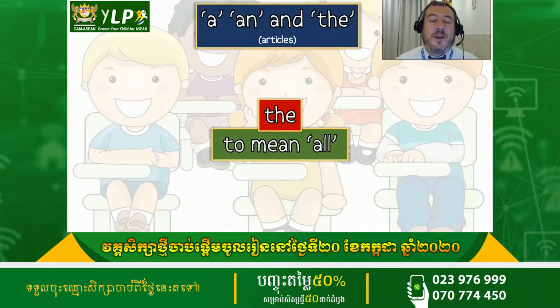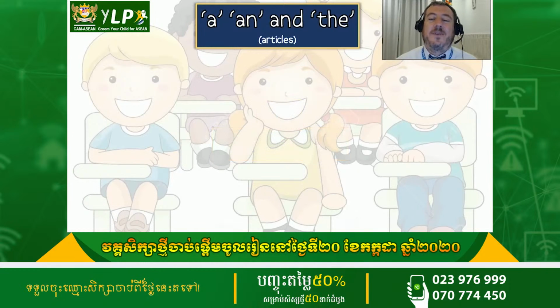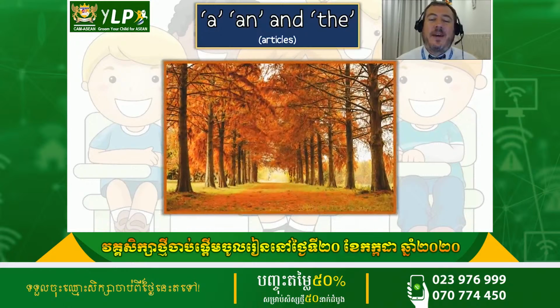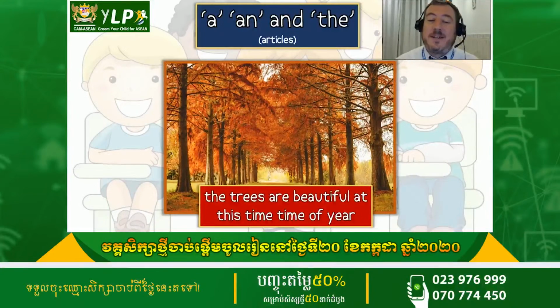We also use the word the when we want to talk about all things of one type of thing. So for example, in my country, we have a season that we call autumn, which is a very beautiful season. It's just after summer. It's between summer and winter. And it's when all the leaves turn to this beautiful color, like a brown orange color. So we might say the trees are very beautiful at this time of year.